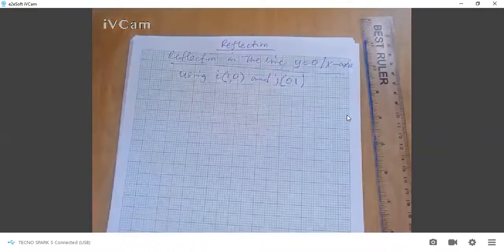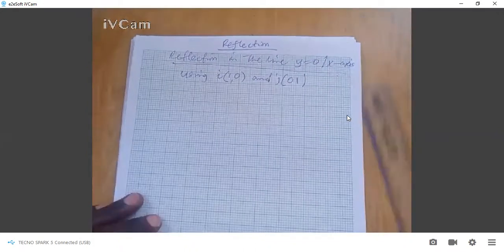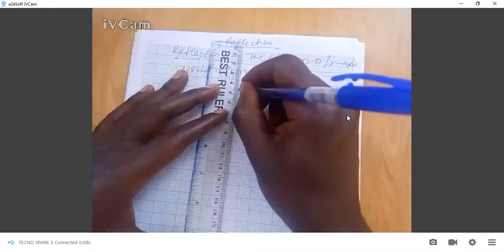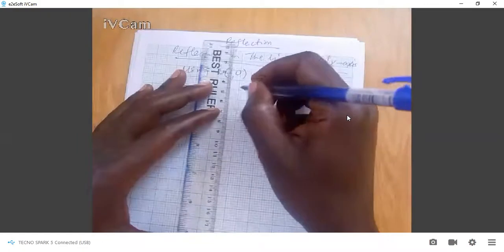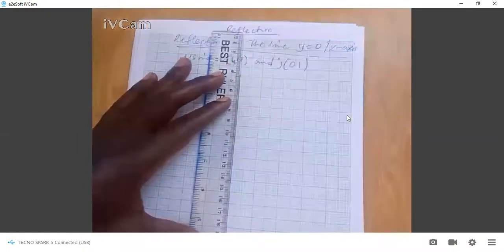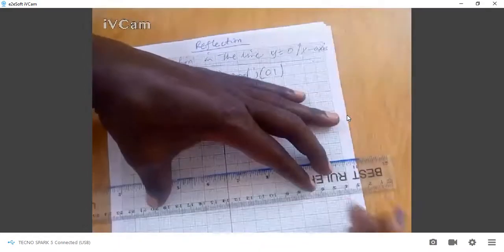We're going to use those two to generate the matrices of reflection. So I'm going to draw something like this, which should be able to help us. If it's not clear, please let me know. That is it.